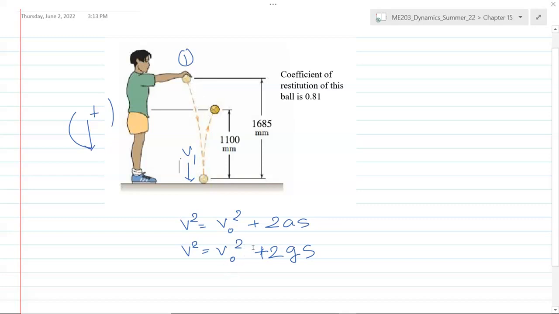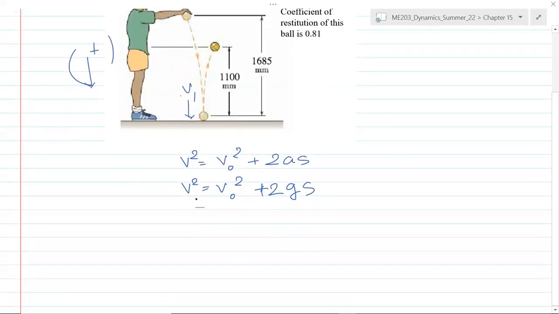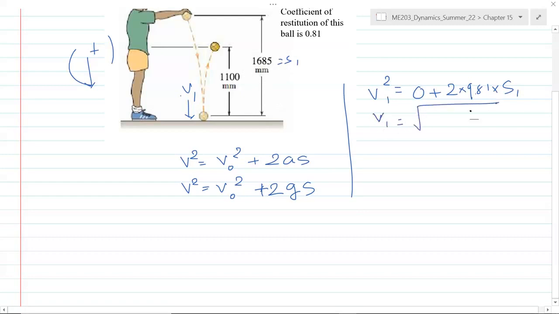If we apply this equation to situation number 1, it can be written as final velocity of the ball, v1 square, equal to initial velocity plus 2 times 9.81 times s1, where s1 is the height from where it's being released. So v1, in other words, is square root of 2 times 9.81 times s1.